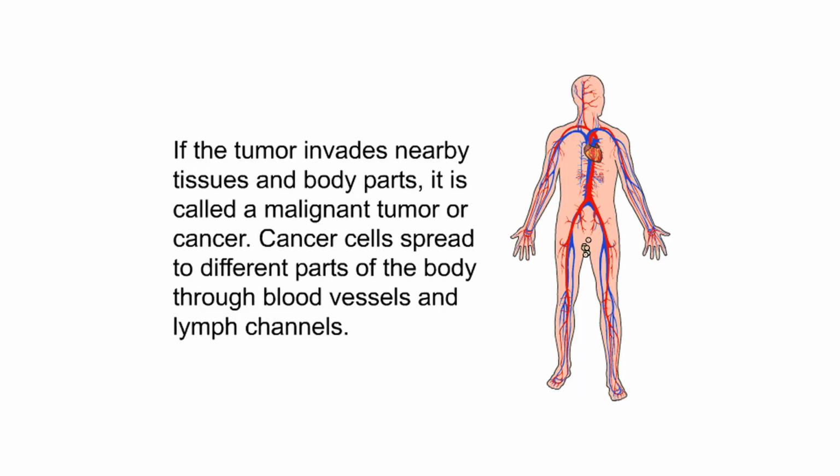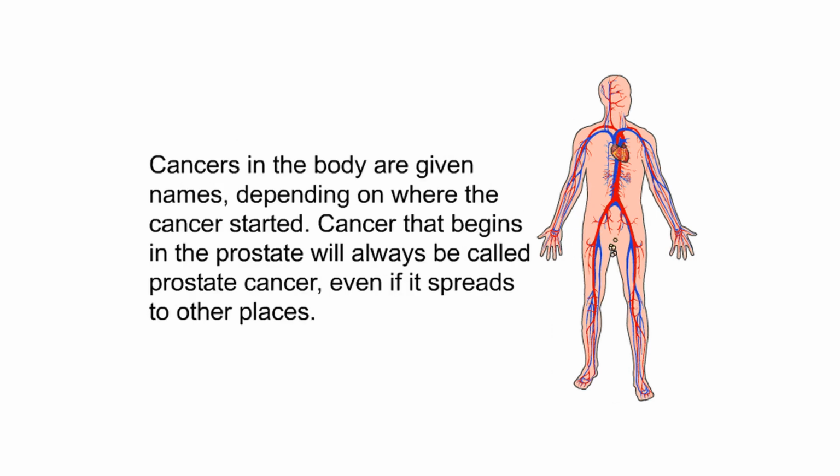If the tumor invades nearby tissues and body parts, it is called a malignant tumor or cancer. Cancer cells spread to different parts of the body through blood vessels and lymph channels. Cancers in the body are given names depending on where the cancer started. Cancer that begins in the prostate will always be called prostate cancer, even if it spreads to other places.